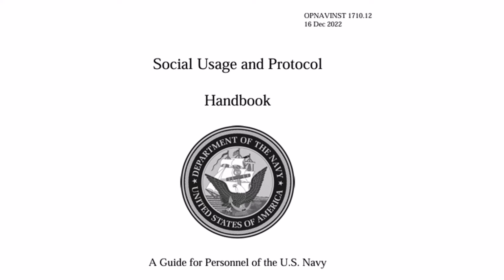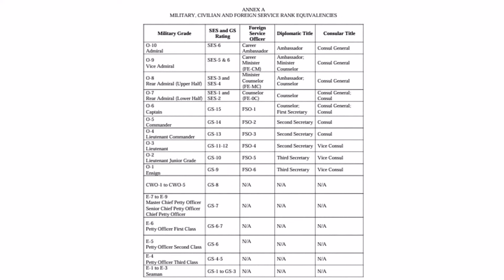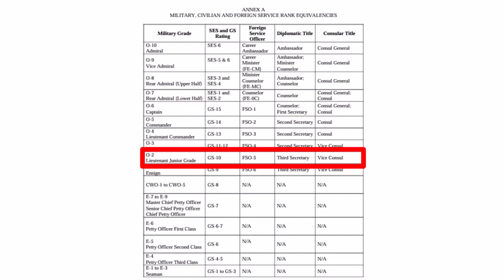Personally, I like this handbook because it's absolutely full of really useful guidance as far as social situations, especially formal events. And in Annex A, they have a military to civilian equivalency table. Here again, you can see that there is an equivalency between O-6s and GS-15s. But if you look at O-2, you'll notice that this table ranks O-2s against GS-10. And remember, in the Geneva Convention table, O-2s were ranked against GS-9s and GS-8s.